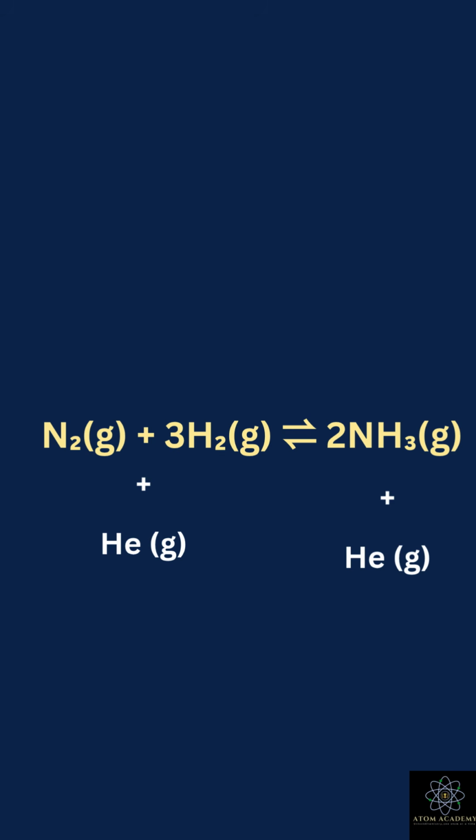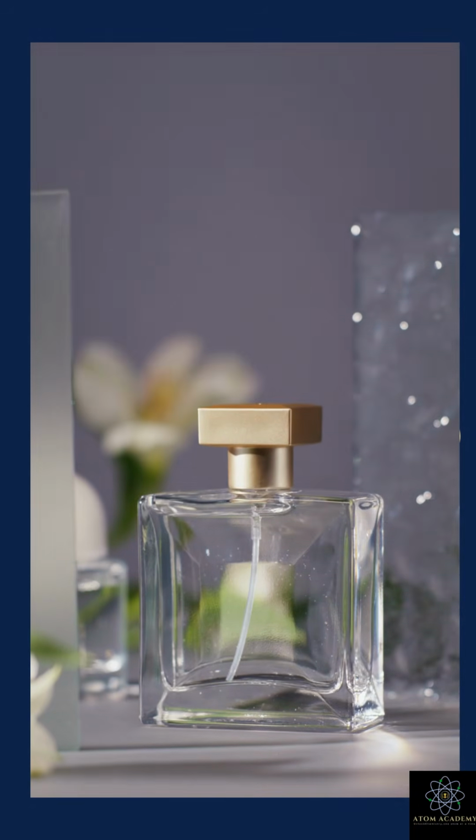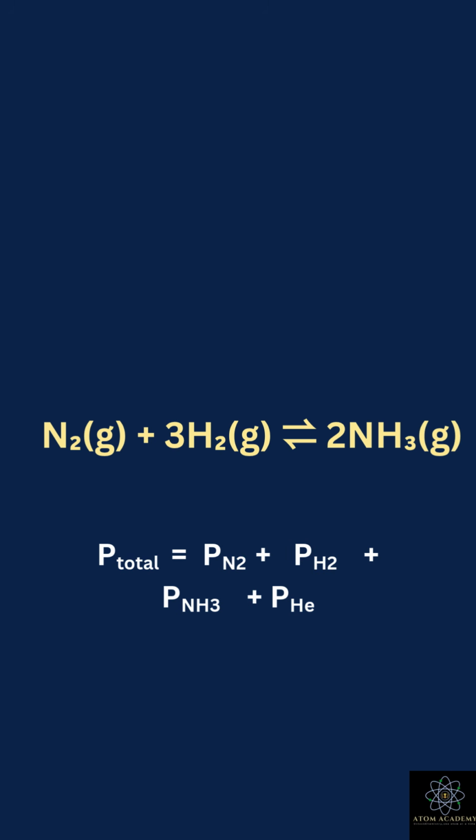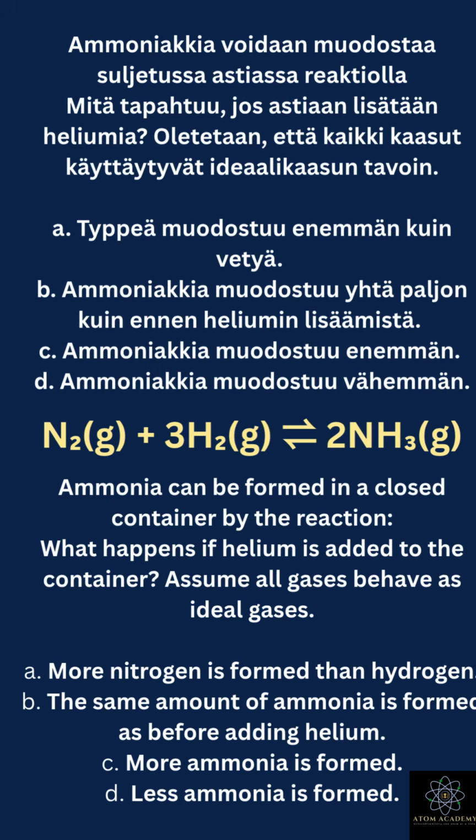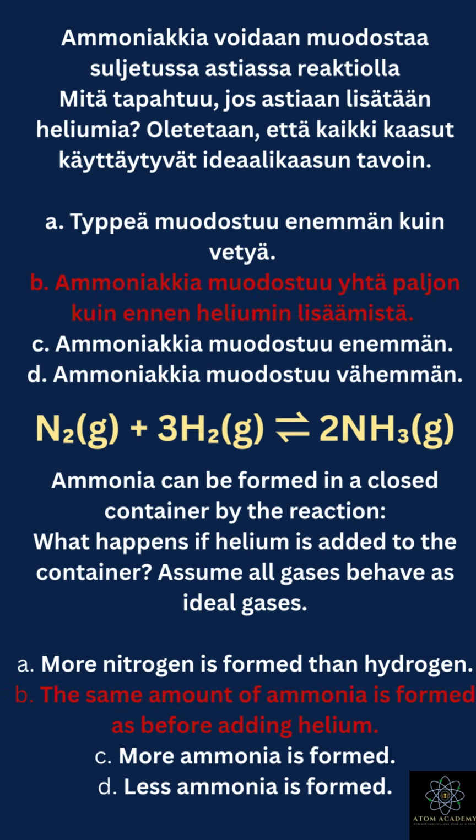If the container is rigid and the volume stays constant, adding helium increases the total pressure, but it does not change the number of moles of nitrogen, hydrogen, or ammonia. Therefore, their partial pressures remain unchanged. Since equilibrium depends on these partial pressures and they have not changed, the system does not shift in either direction. The forward and reverse reaction rates remain equal, so the equilibrium position stays the same. Therefore, the amount of ammonia formed remains unchanged when helium is added.